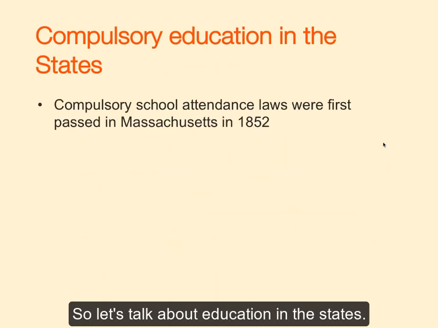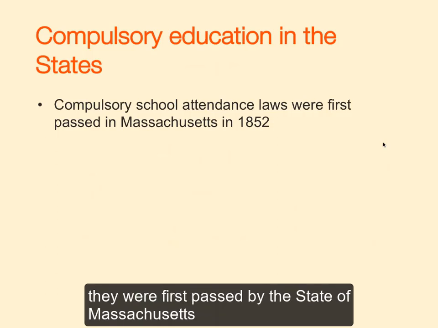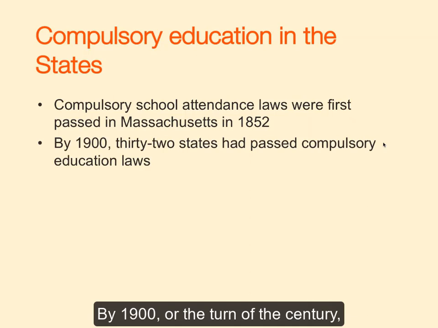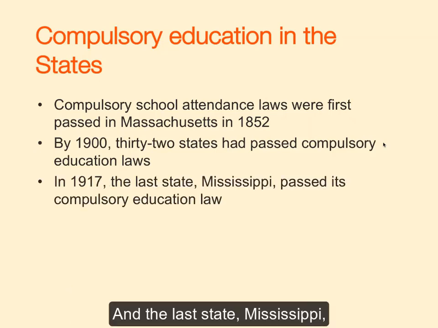So let's talk about education in the States. These compulsory school attendance laws were first passed by the state of Massachusetts in 1852. By 1900, or the turn of the century, 32 states had passed these compulsory education laws. And the last state, Mississippi, passed its state law in 1917.